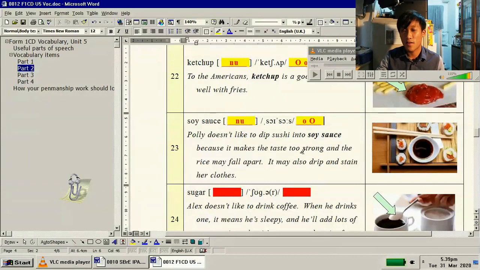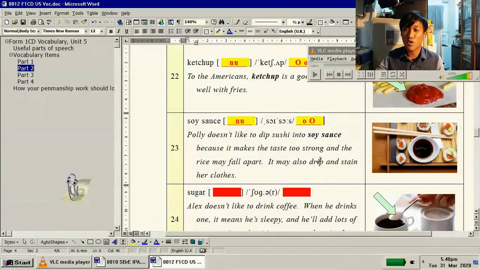Yeah, without soy sauce. And the rice may fall apart. That means usually sushi comes in pieces, right? But if you dip it inside, and if the sushi is not made very well, then it will fall apart, making it difficult for you to eat the sushi. So that's why Polly doesn't like it. She likes sushi but doesn't like the soy sauce.